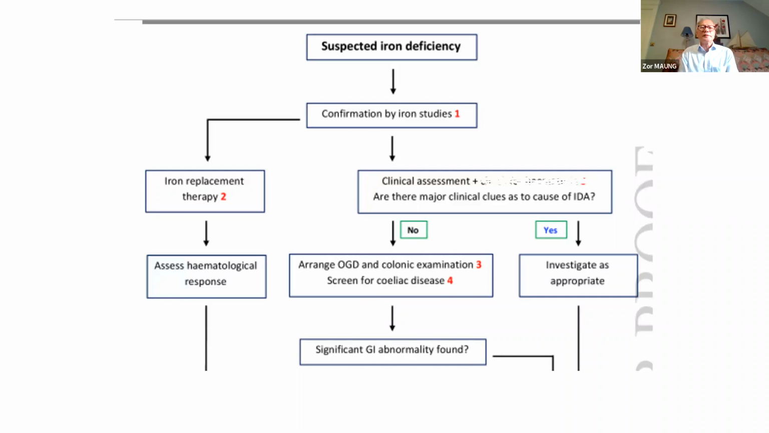For example, if you suspect iron deficiency, you confirm by iron studies or serum ferritin. Then clinical assessment: are there any major clinical clues? History, clinical examination, for example a history of menorrhagia, diet. If iron deficiency is most likely due to menorrhagia, you don't need any other investigations; replace the iron and treat the menorrhagia.